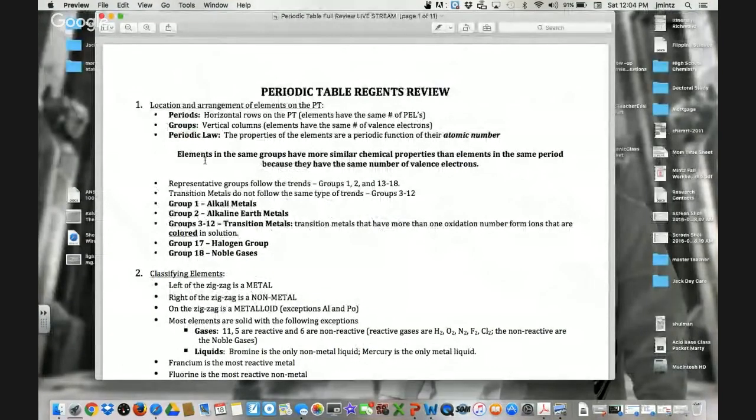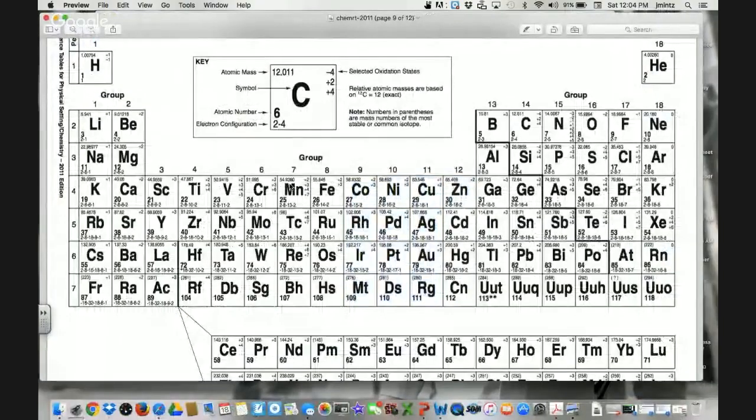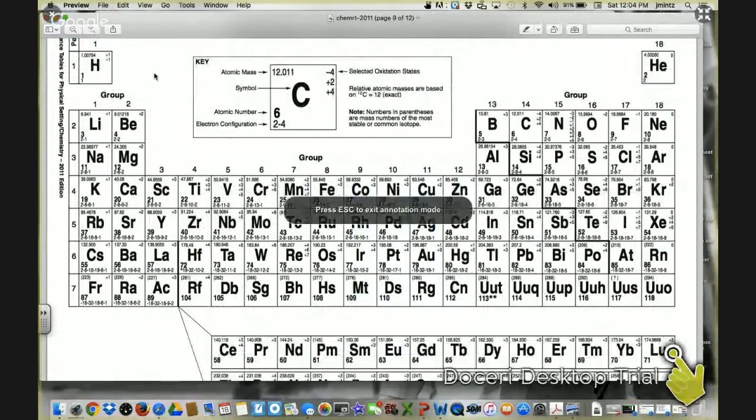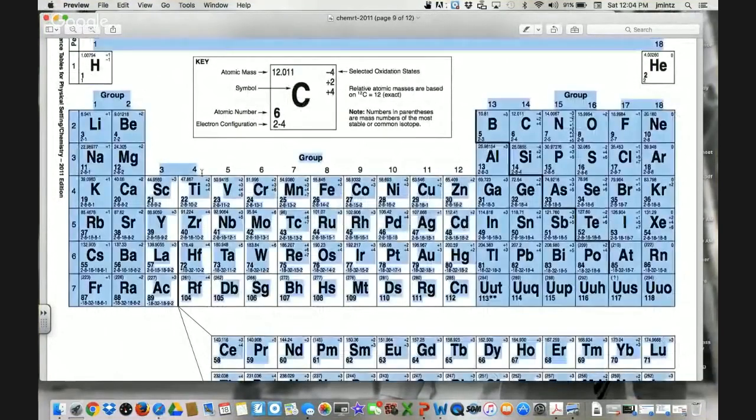Okay, as we look at the groups, they are vertical columns, and the reason why these are important is because the elements that have the same number of valence electrons are in the same grouping, which means that they're going to react in similar ways. And I'm going to pull back up my reference table so we can take a look at that again. But if we look now at the group numbers, for example over here, group number 1, let me just zoom in on group 1 so you can see it a little bit better.